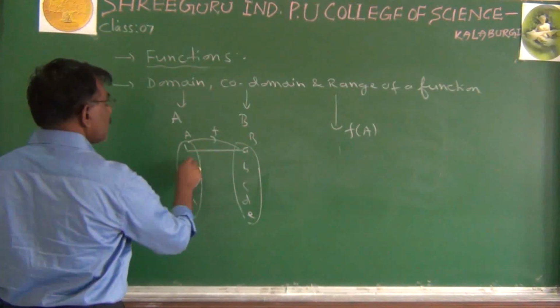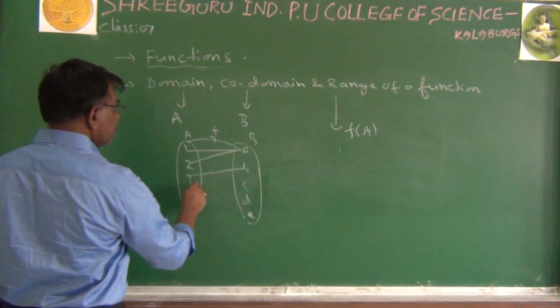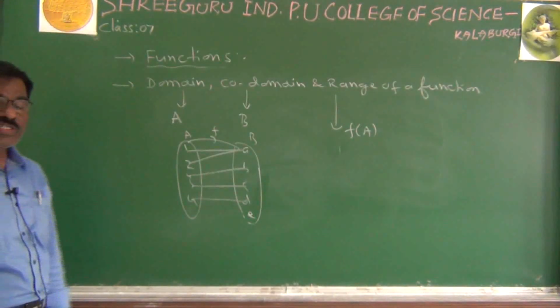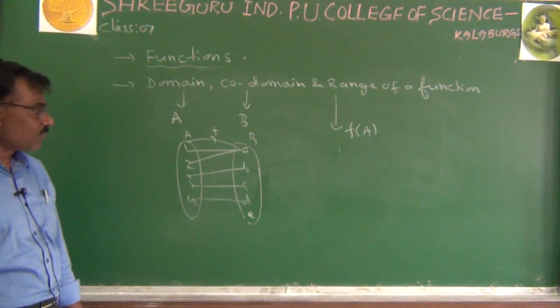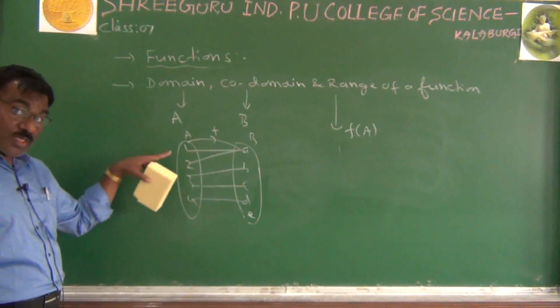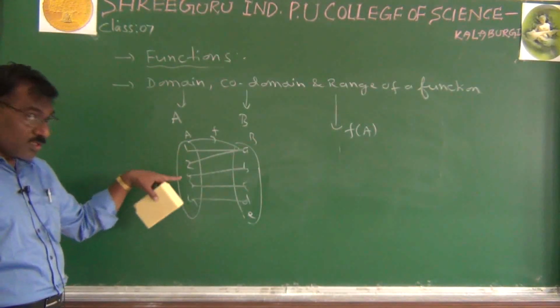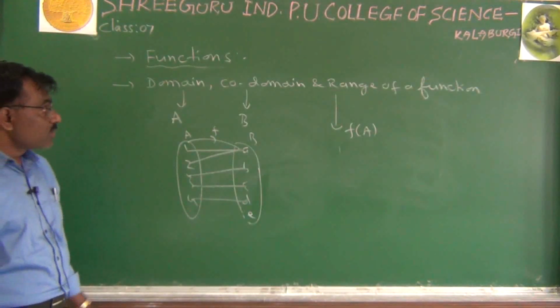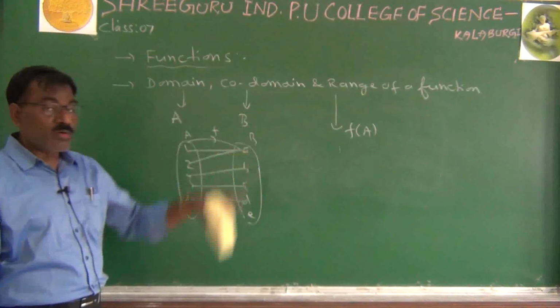So 1 goes to A. Is it a function or not? Yes, this is a function because all are associated and unique. Be careful, all are associated and unique. This is a function. Now he is asking domain, codomain and what?